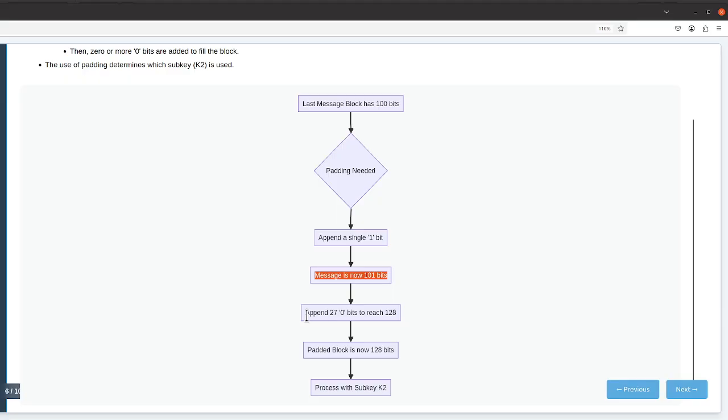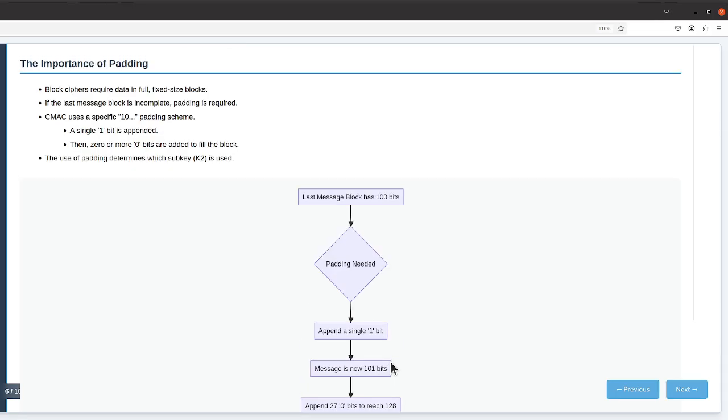For example, if the block size is 128 bits and the last block has only 100 bits, we would add a 1 and then 27 zeros to make it 128 bits. After this padding is applied, the padded block is then processed using the other subkey, K2. This clear distinction in handling full and partial blocks prevents ambiguities and attacks where an attacker could craft a message that, after processing, results in the same MAC tag as a different message.